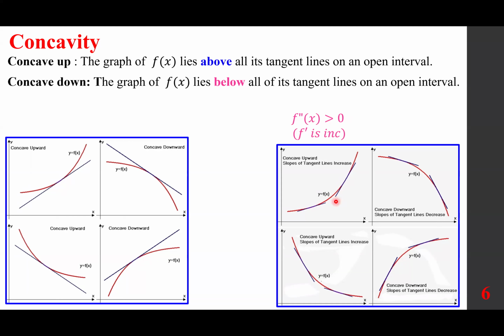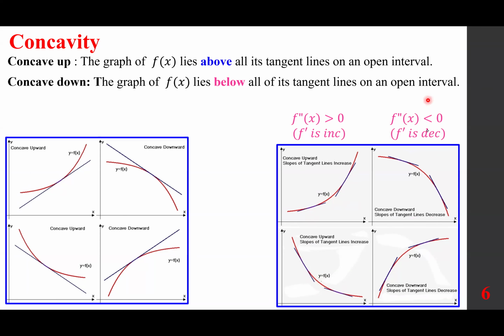So it's clear that it's above the tangent lines. If you compare this one to this one, this tangent line has a positive slope. Definitely this one has a positive slope too, but this one is steeper. And the slope for this is larger than this. So f prime is getting larger. f prime is increasing. In this case, both of them have a negative slope. This is steeper, this is more negative than this one. So f prime is increasing.